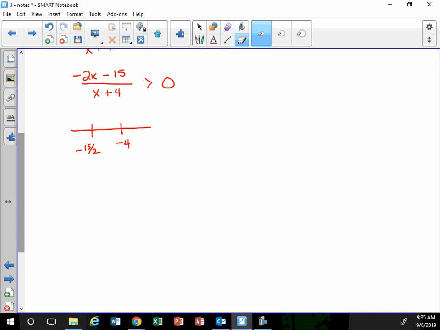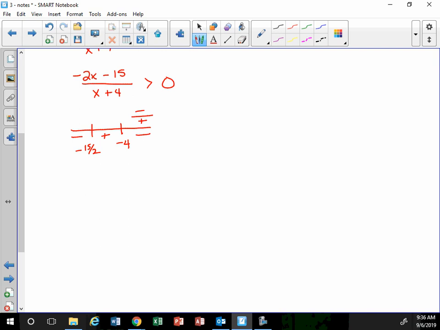So if I plug a 0 in, I get a negative 15 over a positive 4. So is that a positive or negative fraction? Negative. What's going to happen with the rest of it? Yeah, so positive, negative. Okay? Are we okay with that? Again, plug them in if you want to. We're just running out of time, so.